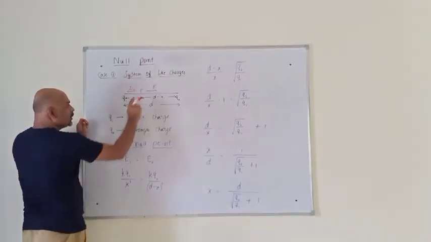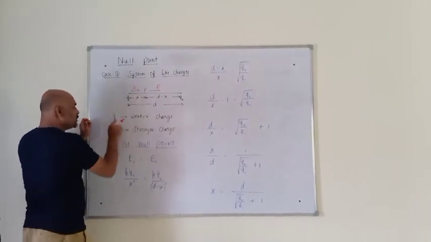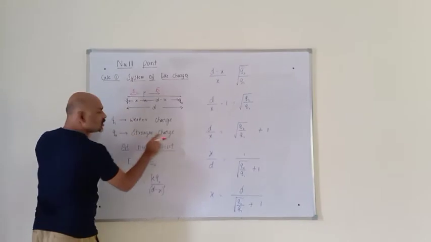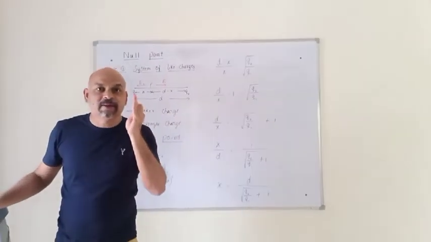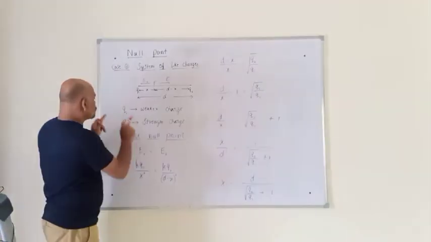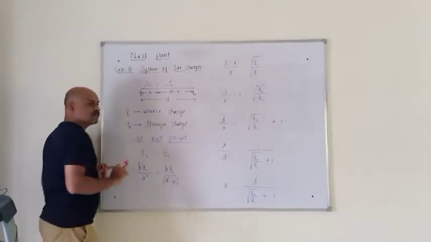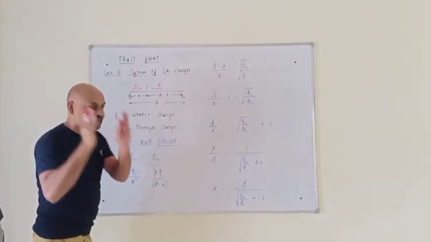Always remember, the null point will be nearer to the weaker charge, and I am considering Q1 as the weaker charge and Q2 as the stronger charge. When I say weaker and stronger, I mean the magnitude of the charge. So Q1 is weak in magnitude, Q2 is strong in magnitude. Consider the magnitude of the charge only, not the sign.